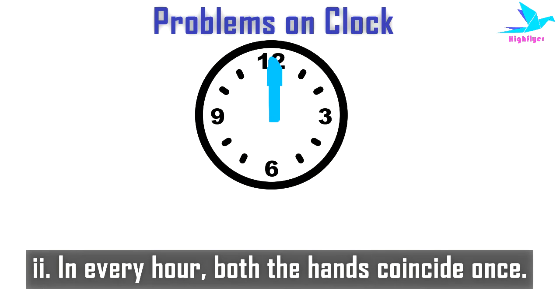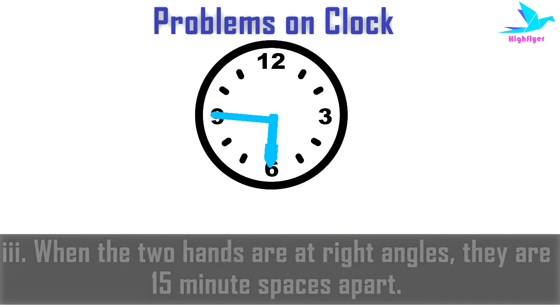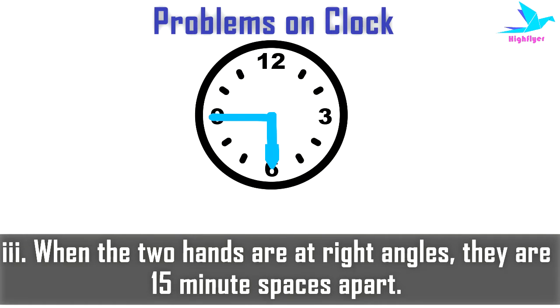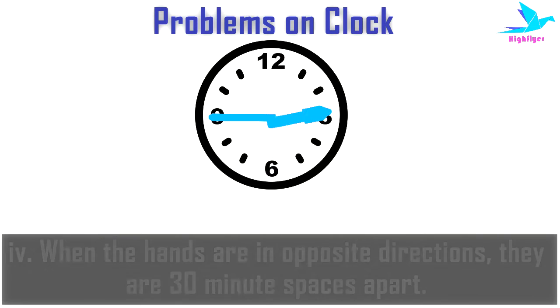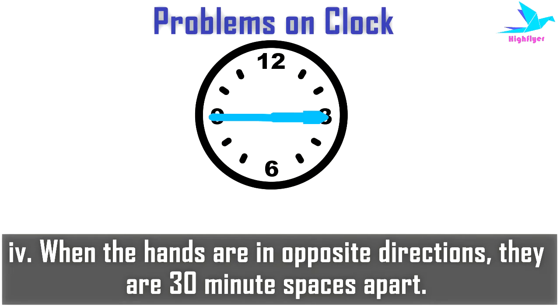In every hour, both the hands coincide once. That means in every hour, the minute hand, while completing one complete rotation, meets the hour hand on the same straight line. Next concept. When two hands are at right angles, they are 15 minute spaces apart. Next concept. When the hands are in opposite direction, they are 30 minute spaces apart.